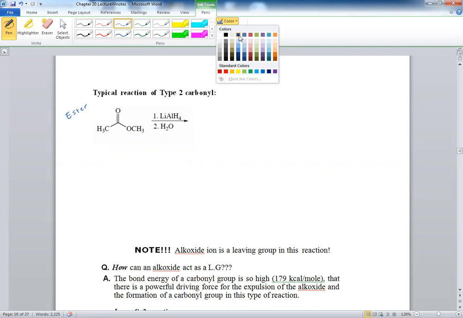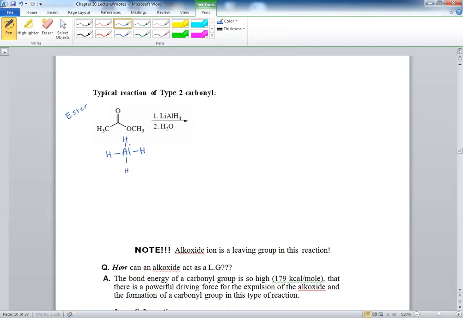So in this case, let's begin talking about the mechanism. So we have lithium aluminum hydride. You know that the first step is the attack by the hydride, of course, as this hydrogen and its electrons. So that's the addition. So we have the CH3, C, OCH3, and of course the H that we just added.